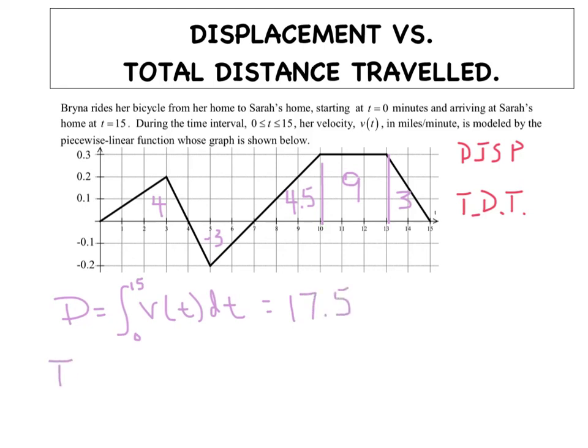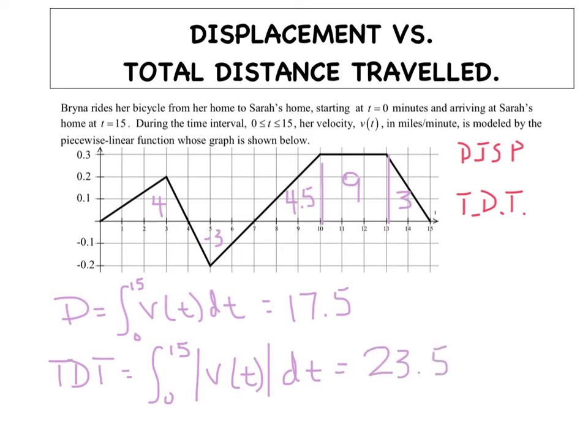And then for total distance traveled, we're going to throw the absolute values on the velocity. We're going to dress it up, so to speak. And that's going to be about 23.5. That number should be bigger. The best that displacement could ever do is equal. It'll never surpass total distance traveled.